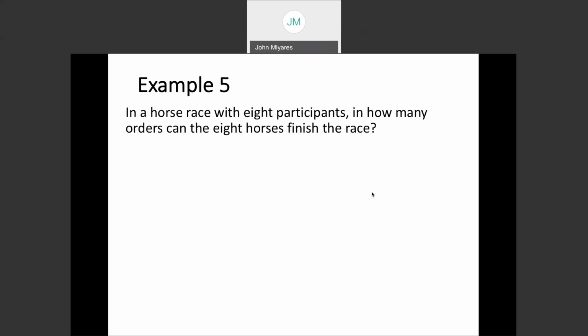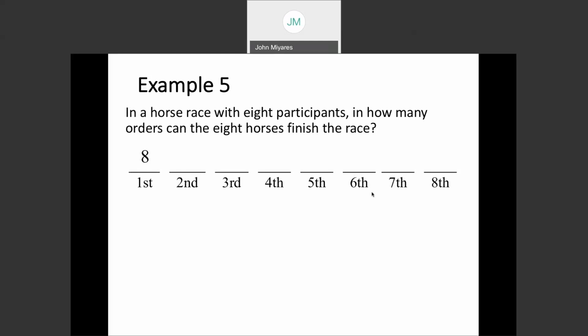Let's try something similar. In a horse race with 8 participants, in how many orders can the 8 horses finish the race? Again, let's set up our slots, one for each place in the race. The winner of the horse race can be any of the 8 horses, so let's put an 8 in that first slot. Once the winner is picked, there's only 7 horses available to become the second place winner.